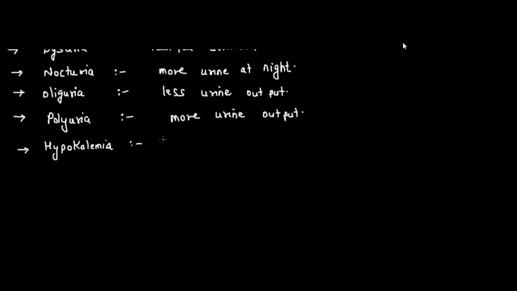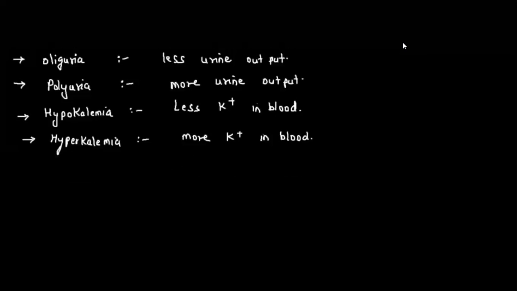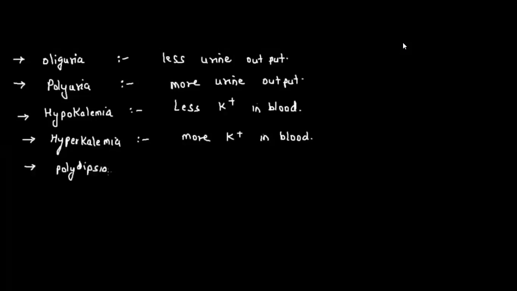There is a word called hypokalemia. Hypo means less. Kalemia refers to potassium. So there is less potassium present in the blood. Hyperkalemia means more potassium ion is seen in the blood. These are all technical terms involved here. A few more terms. The first one that we have is polydipsia. Polydipsia means frequent thirst. When you are suffering from polyuria, you will suffer from polydipsia.